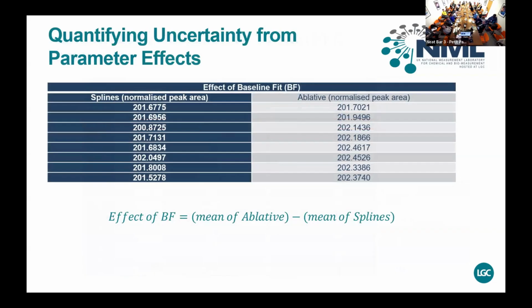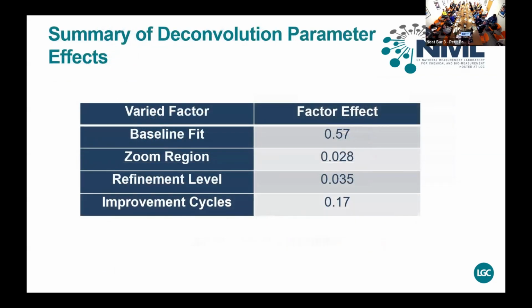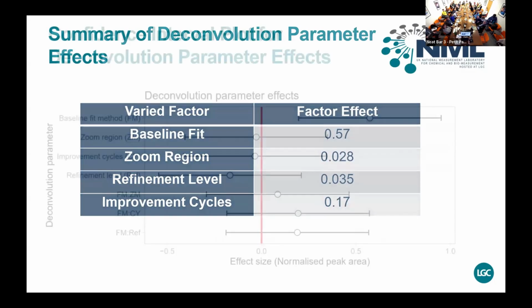So how can we quantify uncertainty from the different parameter effects? One way we can do this is we can take the mean of the low and the high of the different parameters and subtract them from each other to give us the effect. This is what we did for the baseline fit. We took the mean of the ablative and then the mean of the splines. We subtracted them from each other, and that gave us 0.57 as the effect for the baseline fit. Here is a summary of all the other parameters and the effect they had.